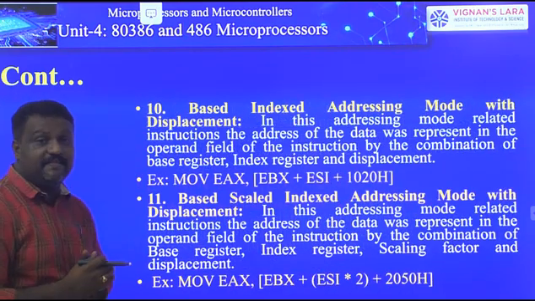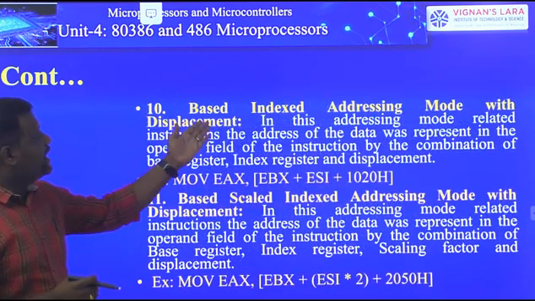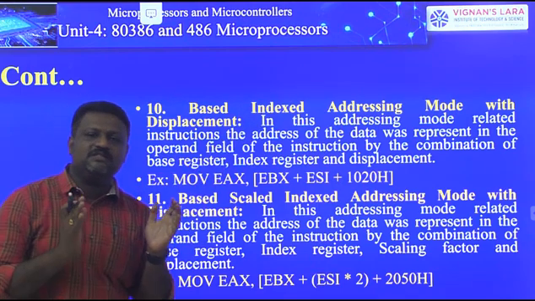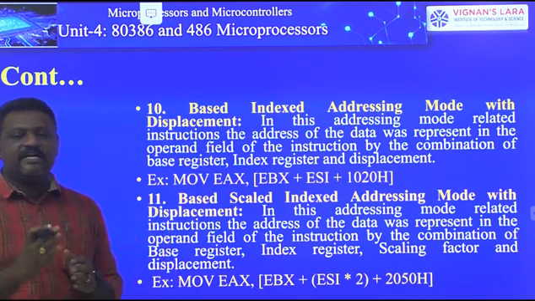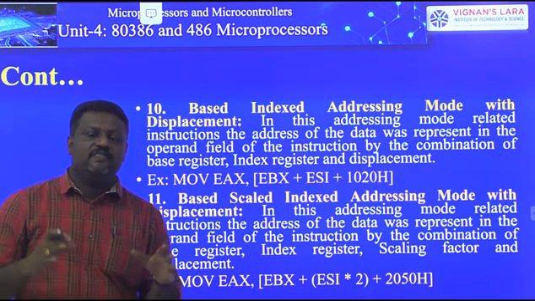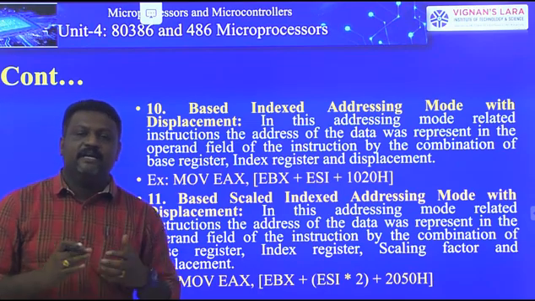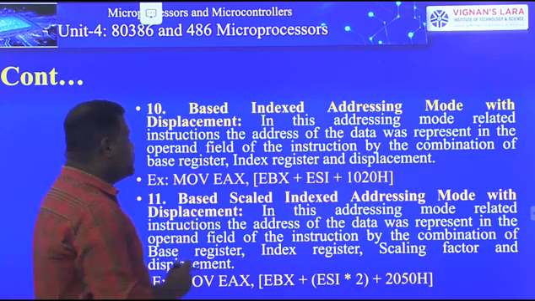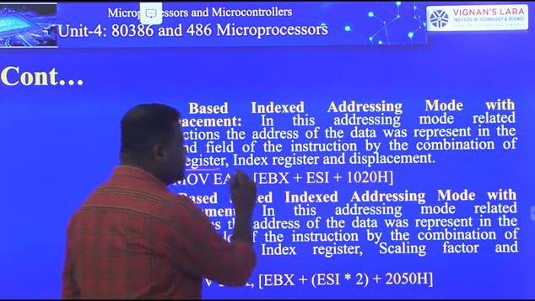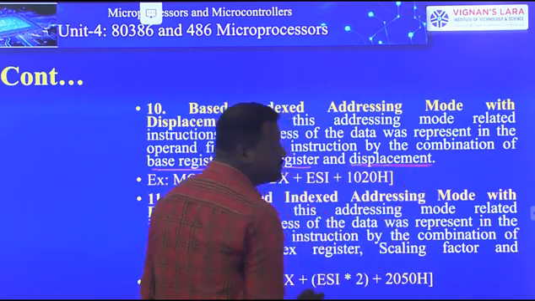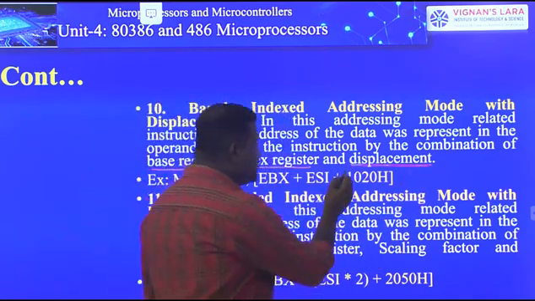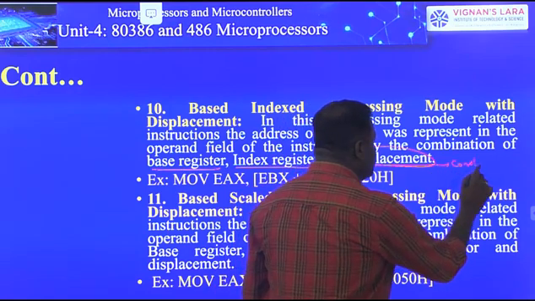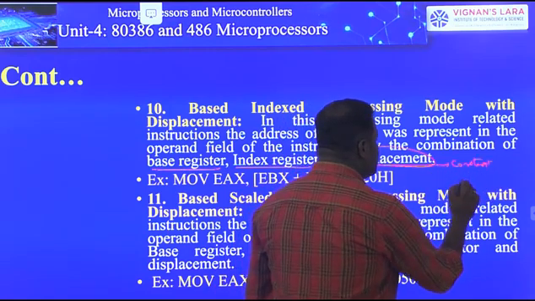And next, coming to the 10th addressing mode, what is this? Based indexed addressing mode with displacement. In this addressing mode, related instructions, the address of a data is represented in the instruction operand field through the combination of a base register, an index register and a displacement value. Again you remember friends, what the displacement is? It may be a constant or it may be an offset.